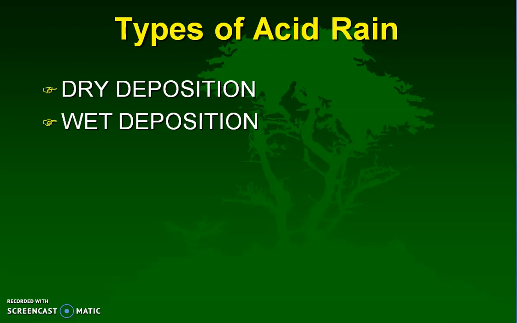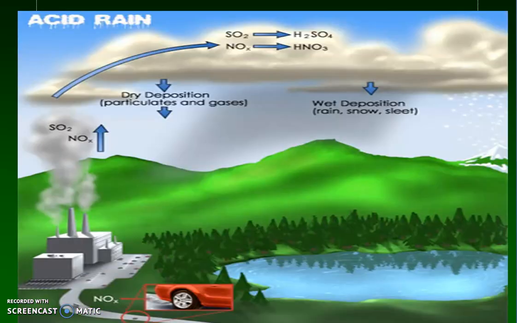This is wet deposition. This is a picture showing that the sulfur oxides and nitrogen oxides, when they react with the water vapor in the atmosphere, form sulfuric acid, H2SO4, and HNO3, that is nitric acid.